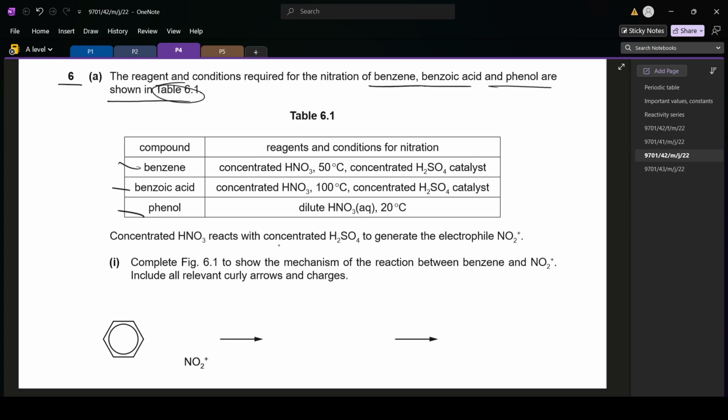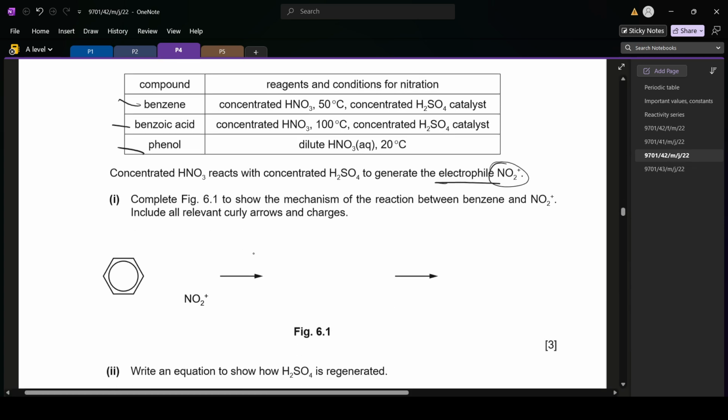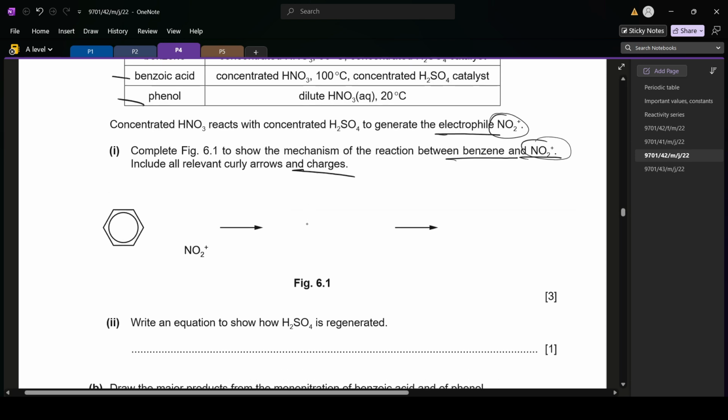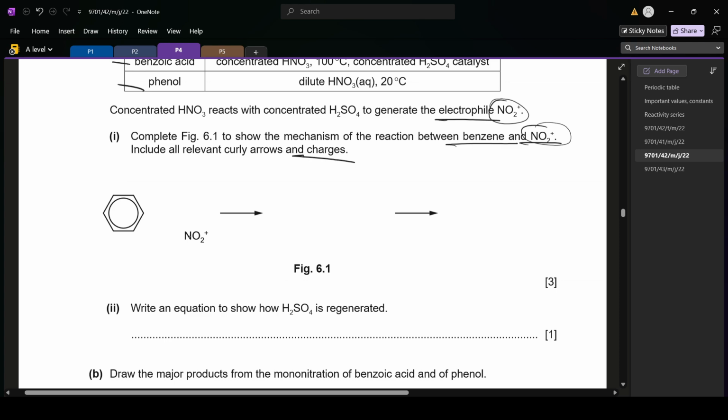Concentrated nitric acid and concentrated sulfuric acid react to generate the electrophile NO2 plus. Complete figure 6.1 to show the mechanism of the reaction between benzene and the NO2 plus electrophile. Include all relevant curly arrows and charges. Now, the electrophile is a species which has a deficiency of electrons.